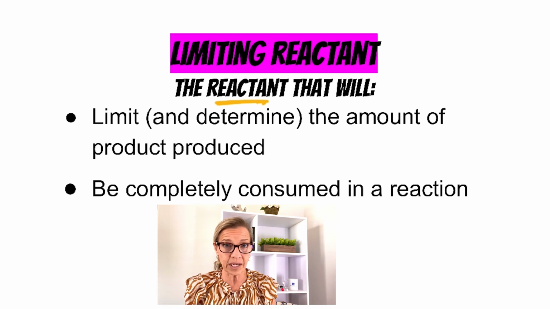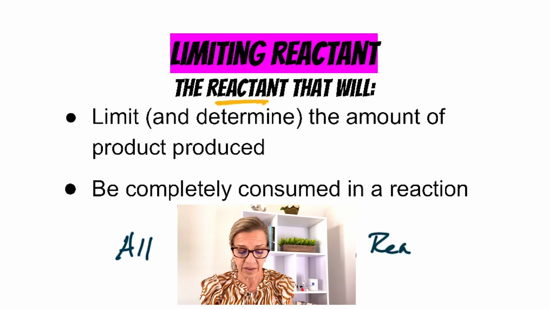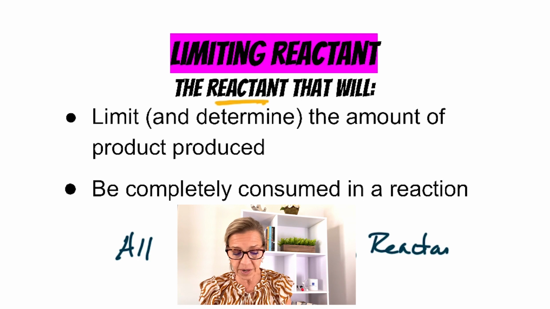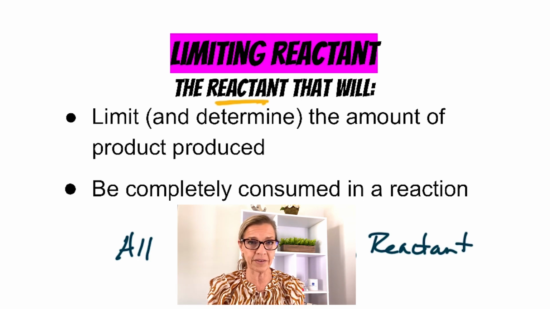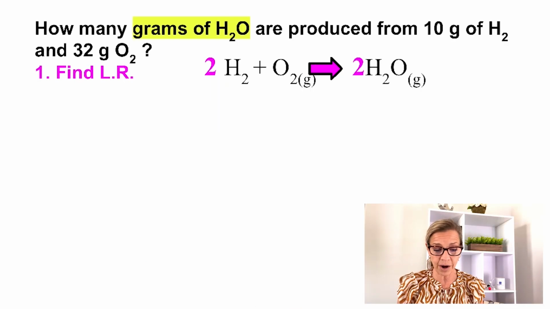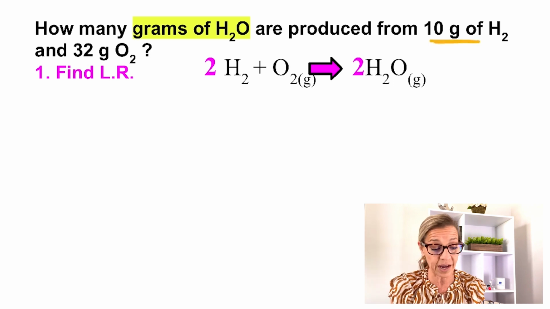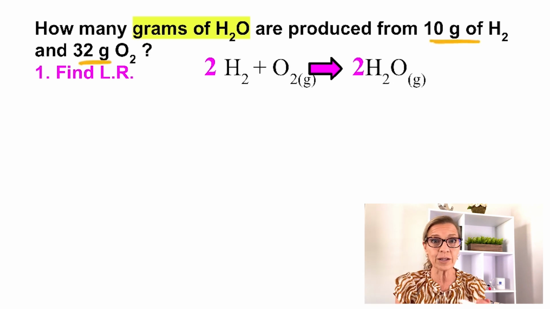Now, when do you need to do the limiting reactant? It's when you have quantities of all the reactants. If you have masses of all the reactants given, that is a clue that you need to find the limiting reactant first. So let's do a little example here. How many grams of water are produced from 10 grams of hydrogen and 32 grams of oxygen? So there is the clue. I've got the masses of both. I cannot assume that I have exactly the right ratios.